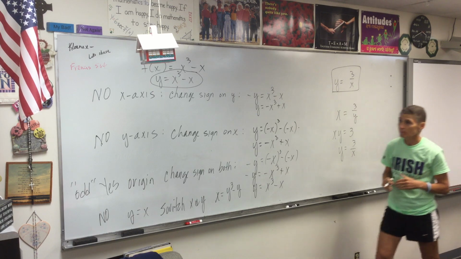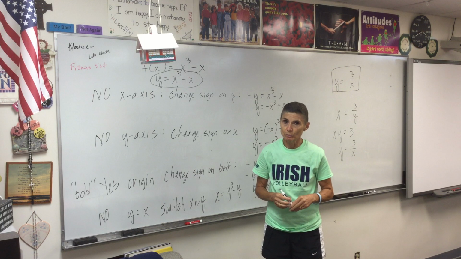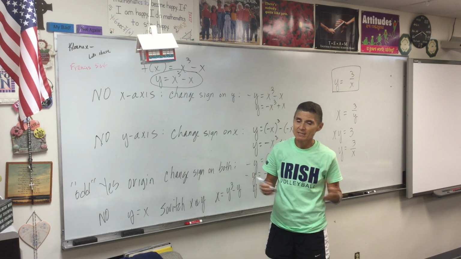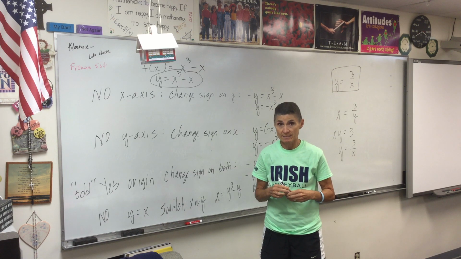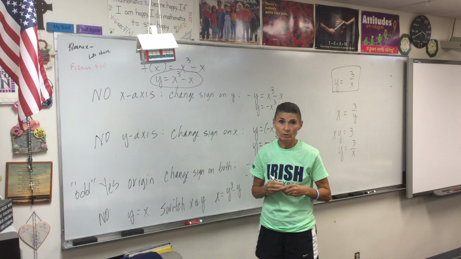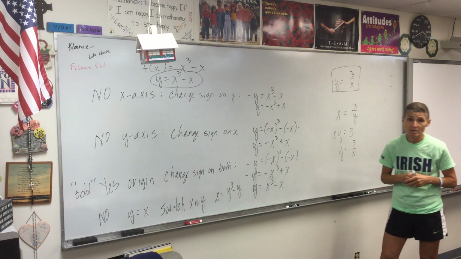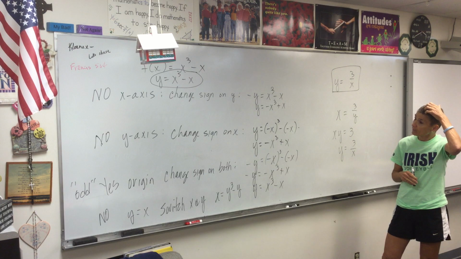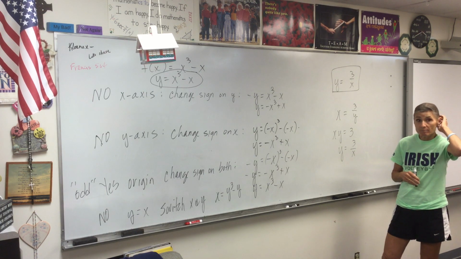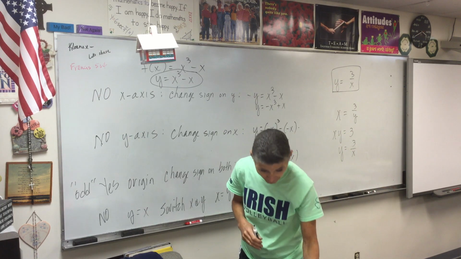Now, is it possible to get none at all? Absolutely. Most things don't have these symmetries. Is it possible to get more than one? Yes, we saw an example of that earlier. So you just don't know. You just have to go through and do each individual test and see what happens. Okay? All right. So now we've done that.